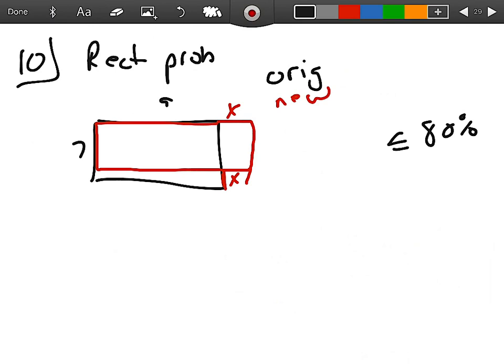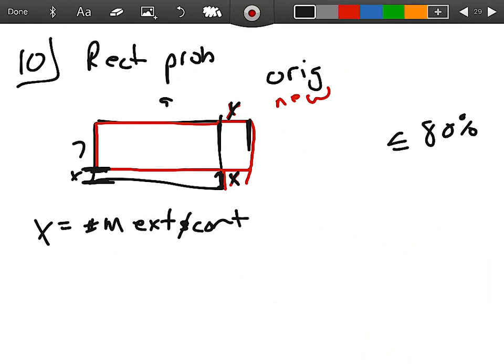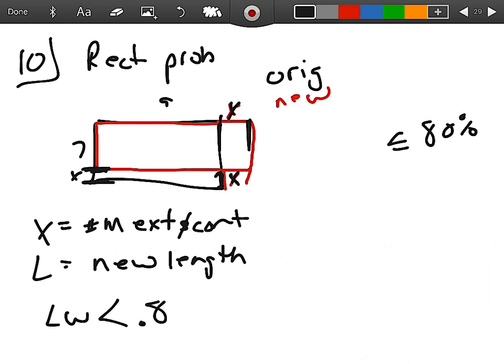So we're going to let x be the number of meters of extension or contraction. How much did it grow? And then how much did it decrease? This is my value of x right here, and it's the same value as this one. It's not to scale, sorry, but I'm drawing with basically my finger here. L is the new length. I need my length times my width to be less than 80%, which is 0.8 in decimal form, of my original length and width, which were 9 and 7.